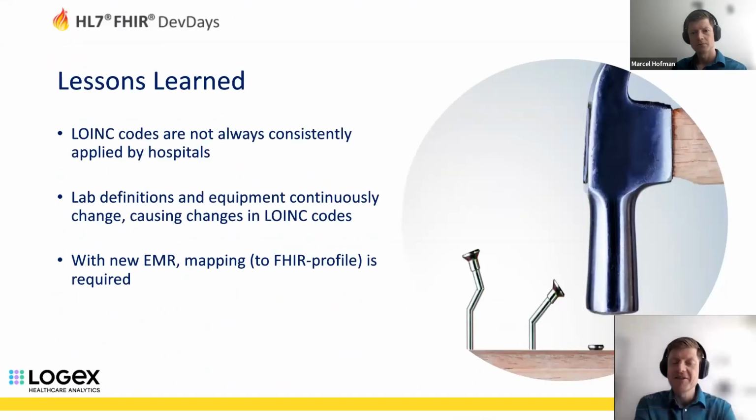And after successfully completing this project, please allow me to share the lessons learned. First of all, we found that the LOINC codes are not always consistently applied by hospitals. For example, Hospital A may have set certain LOINC codes for lab definitions, whereas Hospital B may have none or actually have different LOINC codes. Secondly, we found that there's a lot of changes also in the definitions and equipment used by laboratories, and that can also change actually the LOINC codes themselves. And last, we are aware that with a new electronic medical record, we would also require a new mapping to FHIR resource.